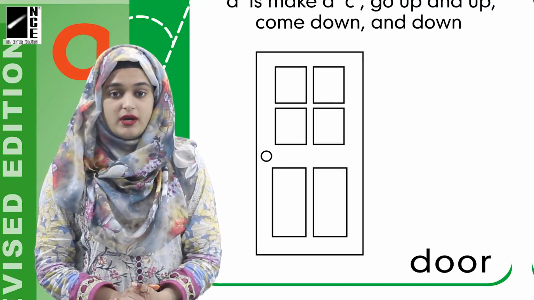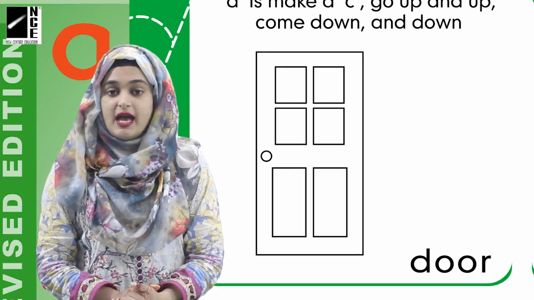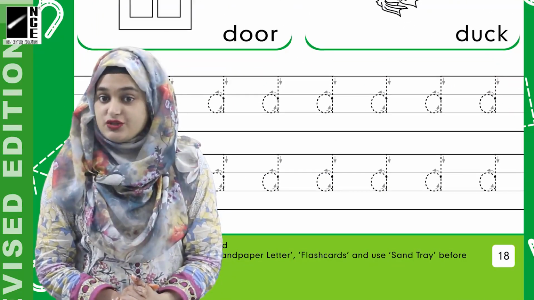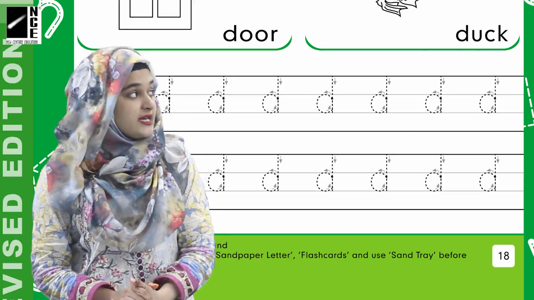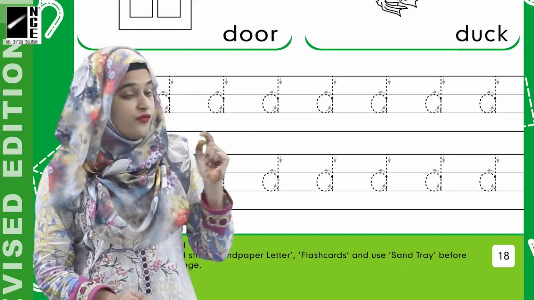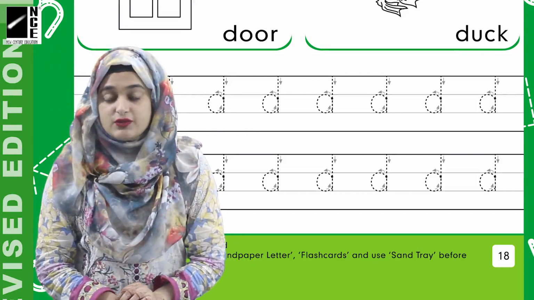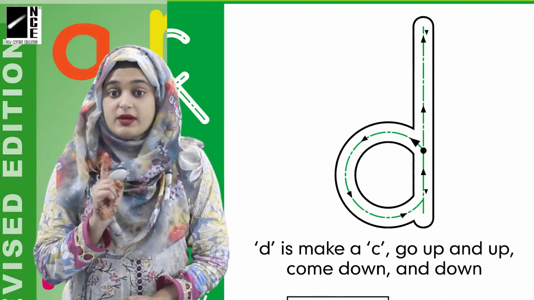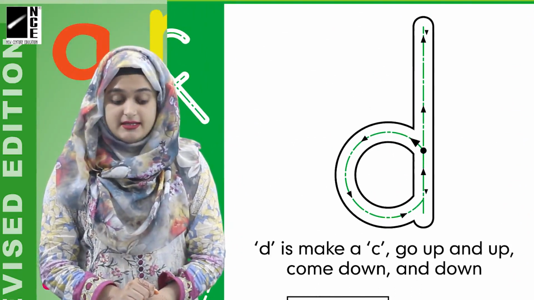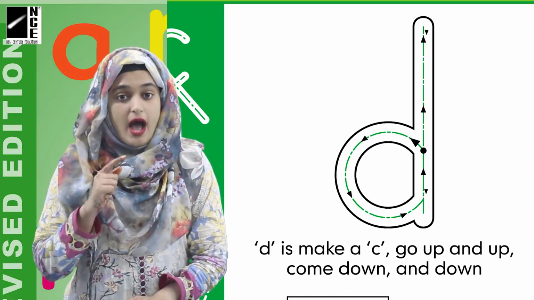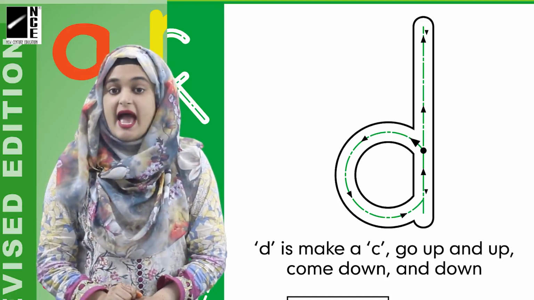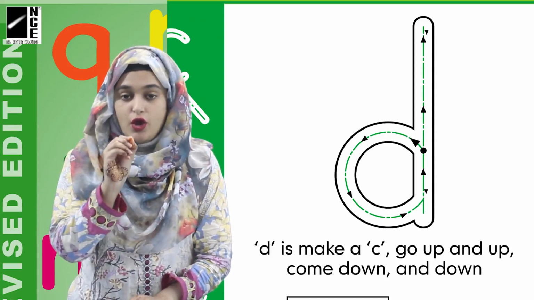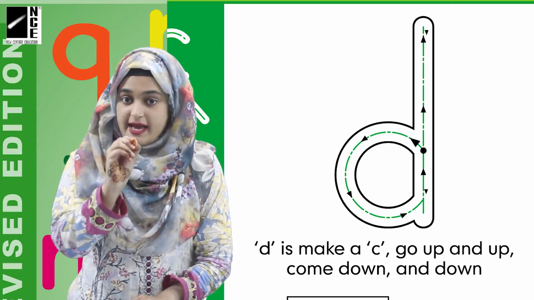Now children, you have to start with the tracing part. Tracing kahan se shuru karenge? Well, we have to trace this hollow D written over here. So you have to start with the starting point. Put your pencil on the starting point and then follow the arrow with the rhyme saying D is make a K, go up and up, come down and down. Kaise karenge? D is make a K, go up and up, come down and down.